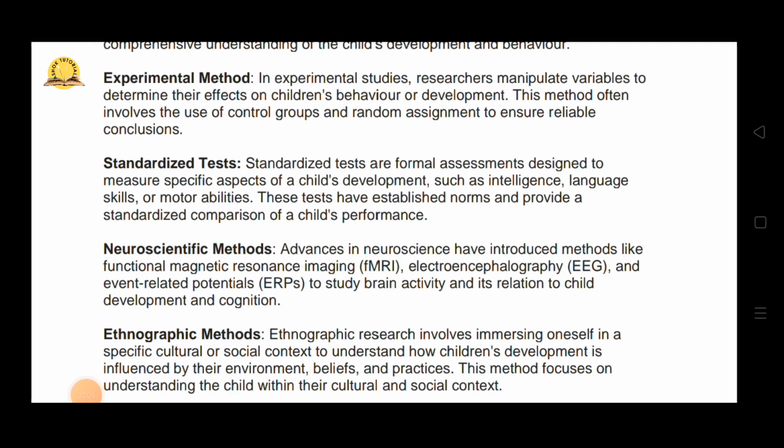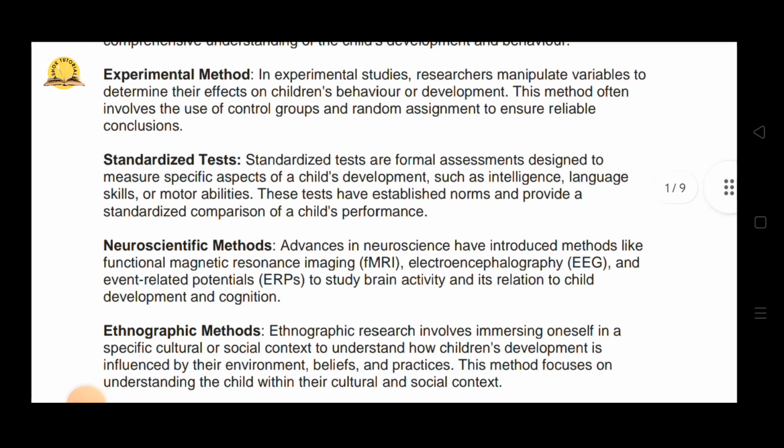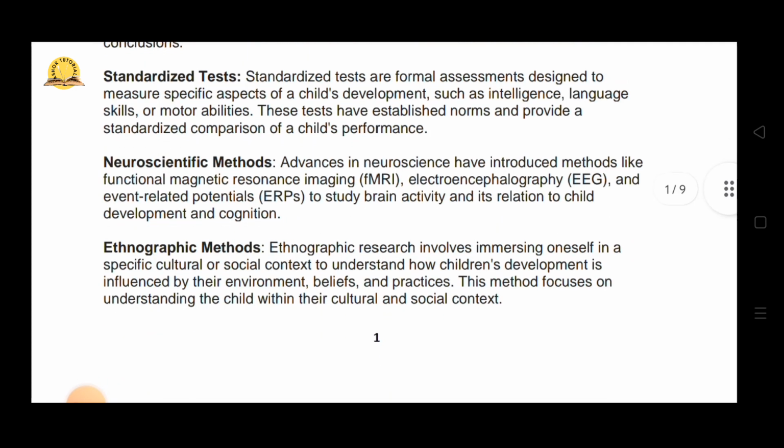Well, now let us see what we mean by standardized tests. Standardized tests are formal assessments designed to measure specific aspects of a child's development, such as intelligence, language skills, or motor abilities. These tests have established norms and provide a standardized comparison of a child's performance.